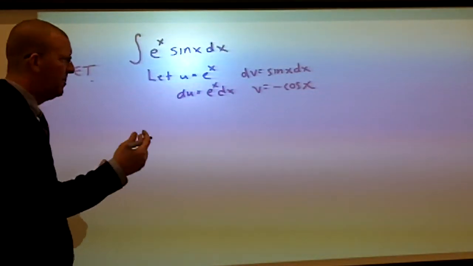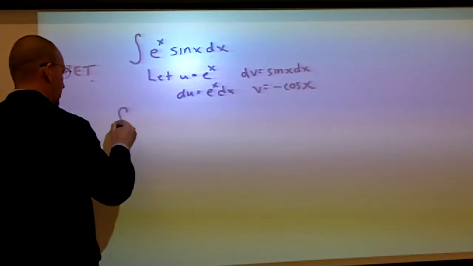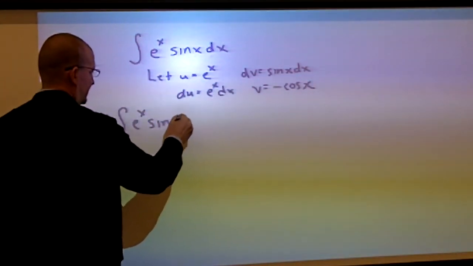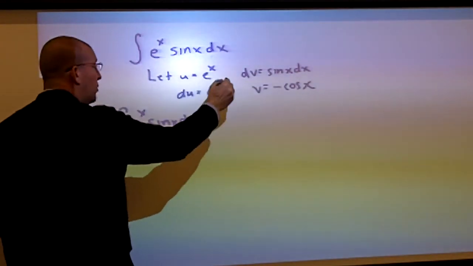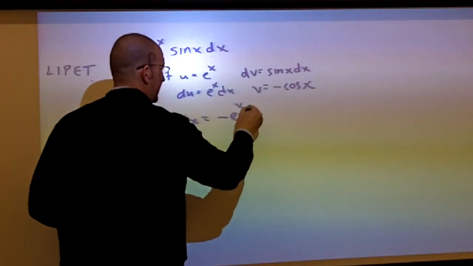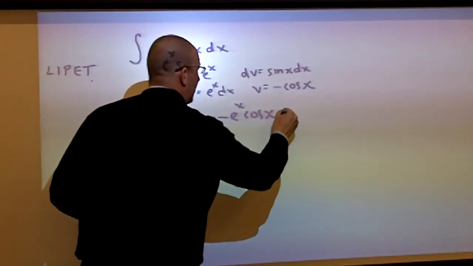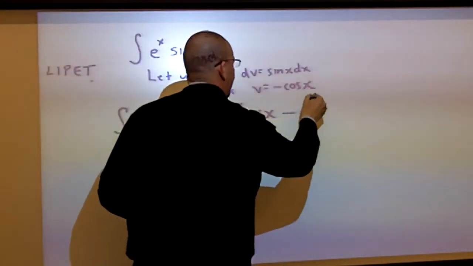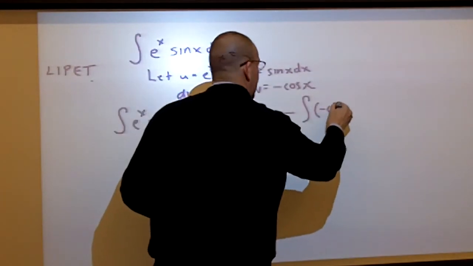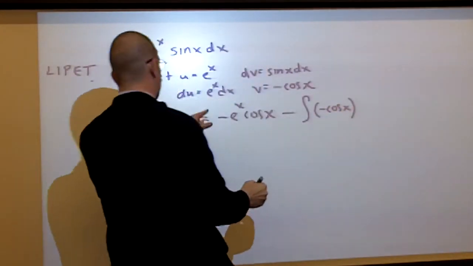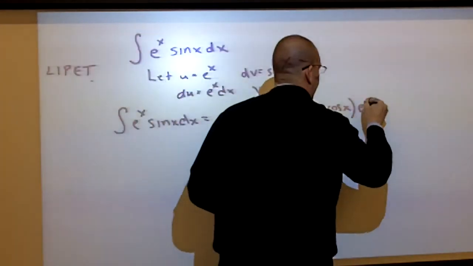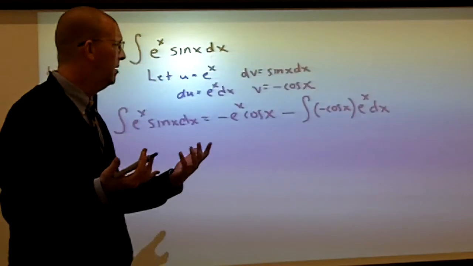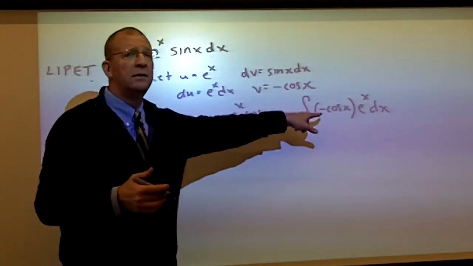Okay, so we happily go along the process. The integral of e to the x sine x dx equals uv minus the integral of v du. But I don't know how to do that.